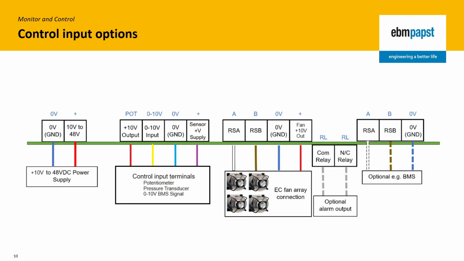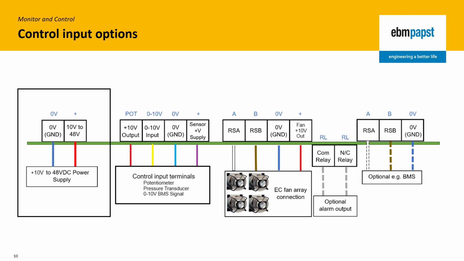When in monitor and control mode, there are several wiring options, and the graphic shown is the terminal connection layout for the MDC controller. If an external power supply is to be used, the two power terminals on the left can accept a voltage between 10 and 48 volt DC. Next to these are the control input terminals. There's a 10 volt DC regulated output for use with a potentiometer. There's a control signal input. There is a 0 volt DC ground reference and an output to provide power for a pressure transducer.